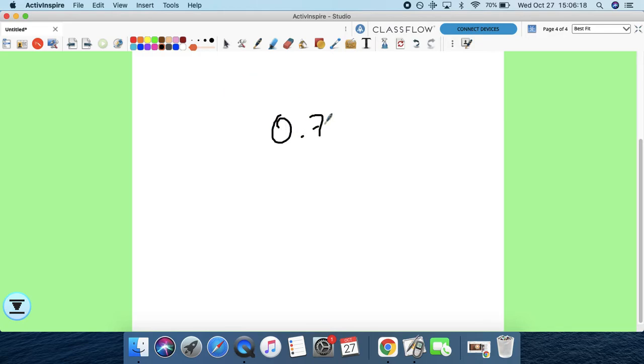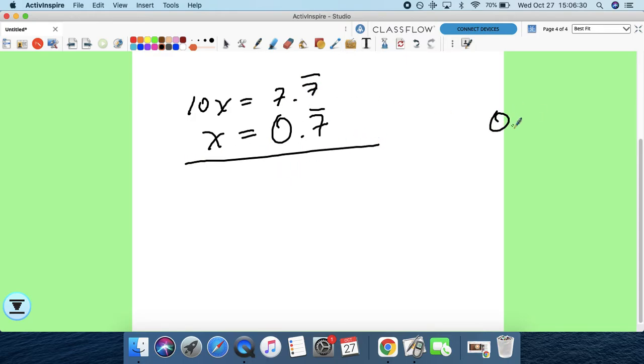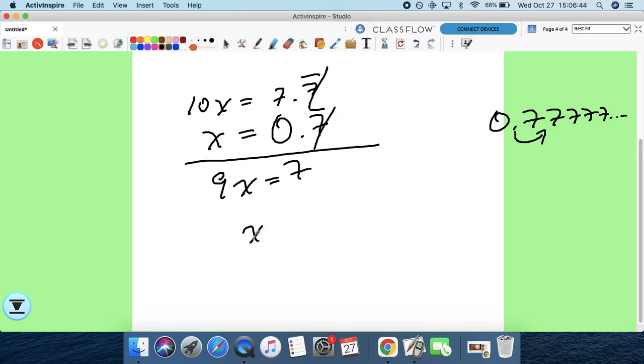0.7 bar, let that equal x. Multiply both sides by 10. The reason it's 10 is because there's only one repeating number, so that becomes 7.7 bar notation. Right, so that becomes 7.7. So remember, 0.7 in bar notation is literally the short version of that. If we multiply by 10, the decimal moves over 1, and we get 9x over here, and this goes away, so final answer x equals 7 over 9.